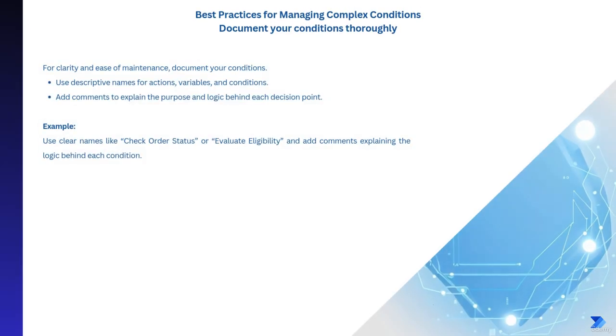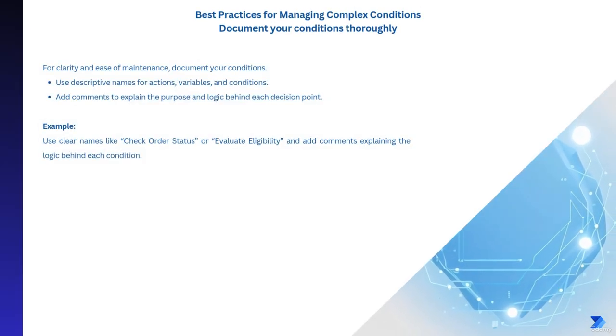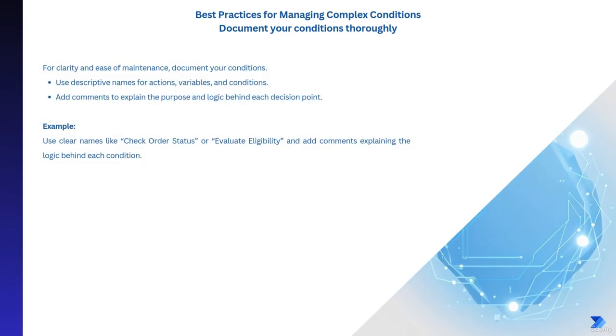Document your conditions thoroughly. When working with multiple conditions, ensure you provide clear documentation within your flow. Use descriptive names for variables, actions, and conditions to make the purpose of each step easily understandable. Adding comments where necessary can also provide clarity on the logic and make future troubleshooting or changes more straightforward. Example: use descriptive names like check order status or evaluate employee eligibility, and add comments to explain the intended purpose of each condition or decision branch.